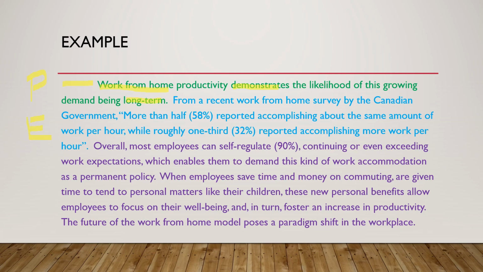So from a recent work from home survey by the Canadian government, more than half, 58%, reported accomplishing about the same amount of work per hour, while roughly 1/3, 32%, reported accomplishing more work per hour. So I've given a statistic now, or a quote if you will, and now I need to analyze, which is the next one.